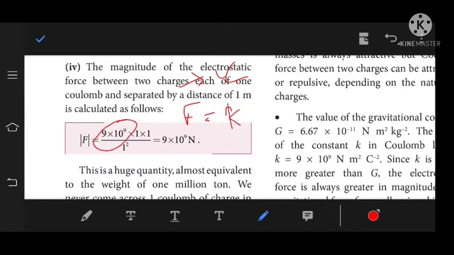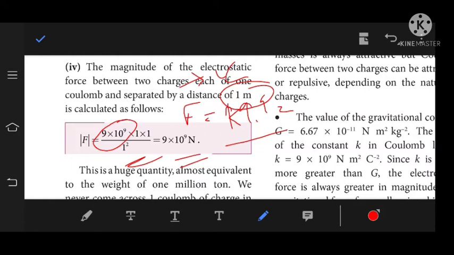So instead of 1 by 4 pi epsilon naught we use K, 9 into 10 power 9, and Q1, Q2 we substitute. Q1 and Q2 are each 1 coulomb, so 1 into 1, divided by the distance, which is also 1 meter, so divided by 1 squared, which is equal to 9 into 10 power 9 Newton. This much force acts between two 1 coulomb charges separated by a distance of 1 meter.